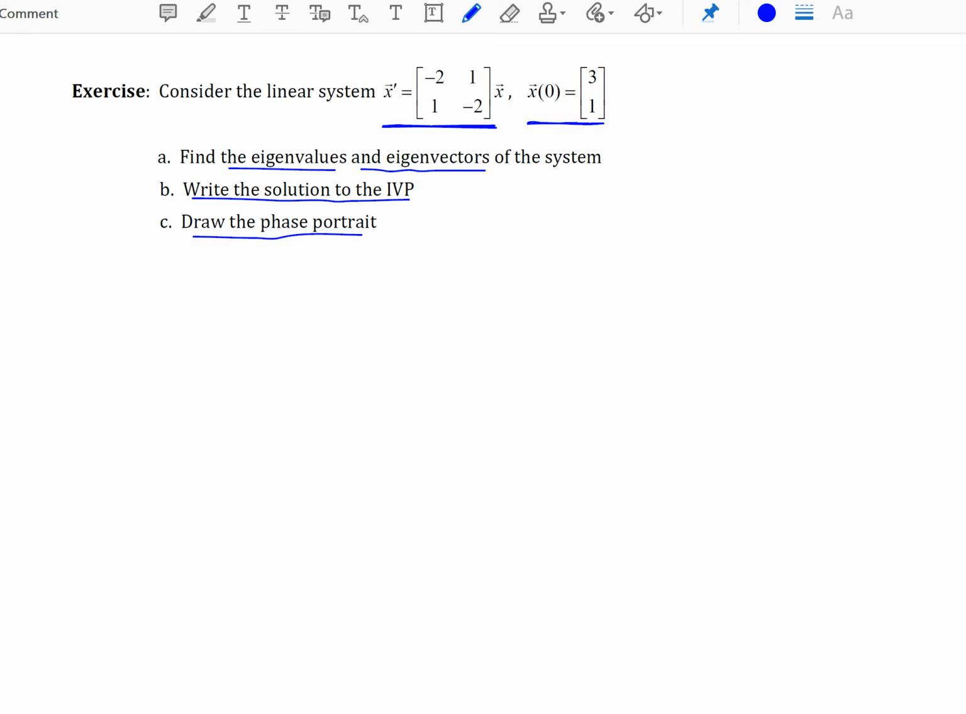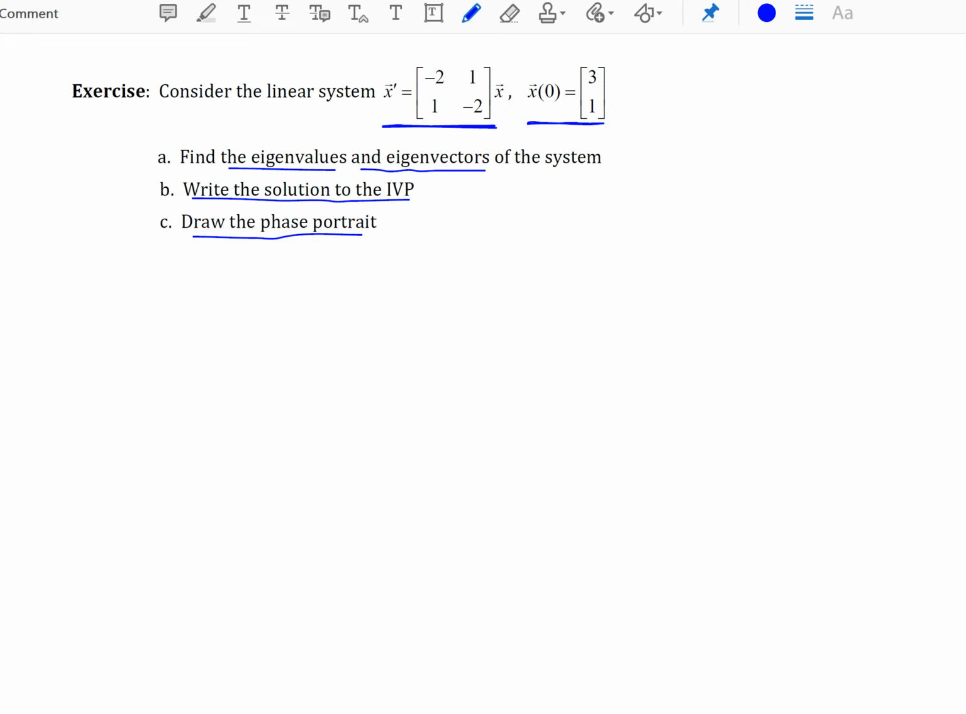I'd like to give you a little bit of time to work on this on your own, as it very closely mimics the last example we looked at. So if you could, pause your video and work through this question. After you're done, come back and we'll see how you did. I'll see you in a little bit.